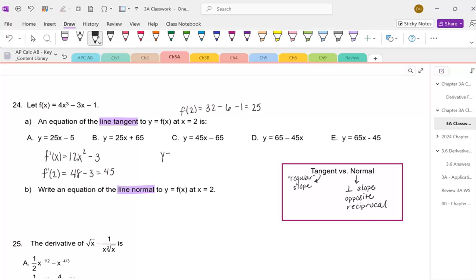Just to double check, you should be starting with point slope, y minus y1 equals m times x minus x1. And then when you go ahead and move everything around, you get y equals 45x. And then you've got negative 90 plus 25, which is going to be negative 65. So that's how it ends up being letter C. Now, the equation of line normal would just mean that you are simply taking your slope of the original. So we've got the slope of the original, and we're going to take the opposite and then reciprocal.